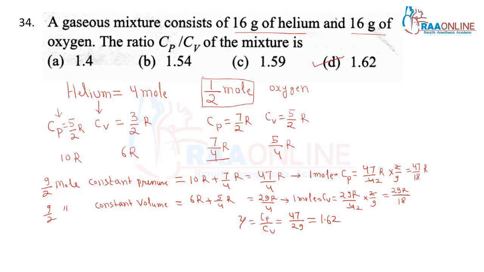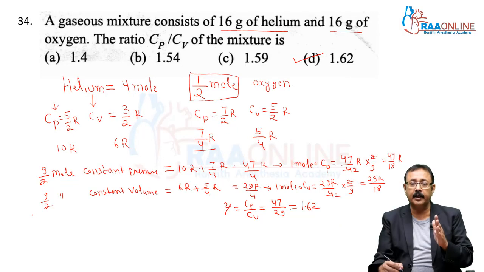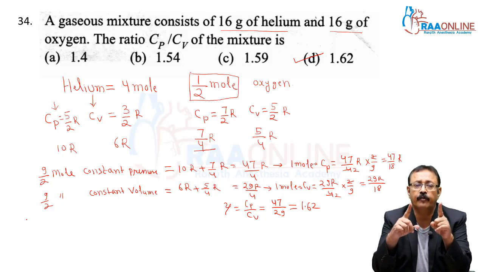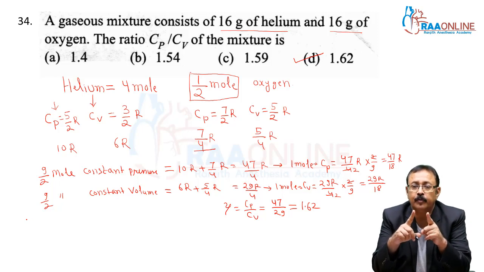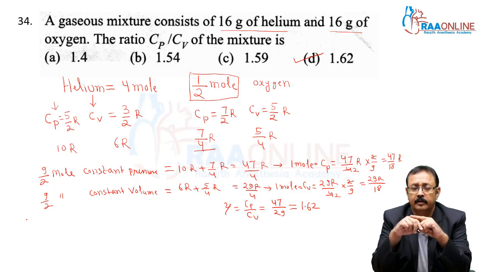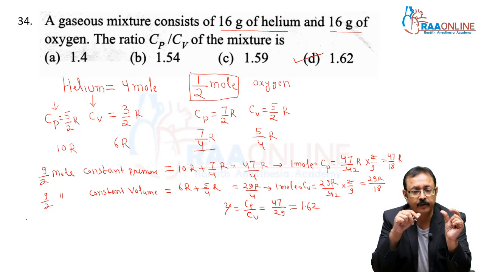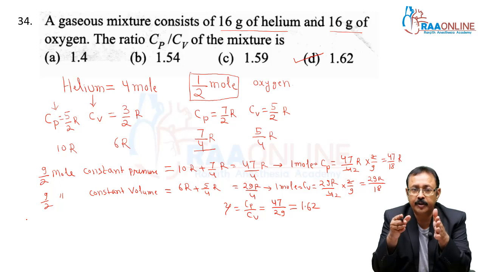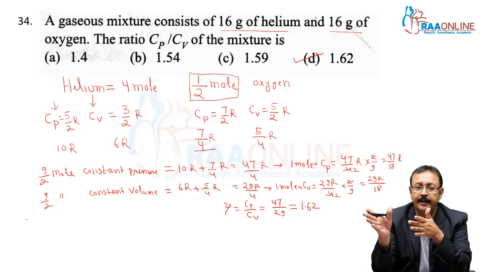This type of problem is very, very important. How to get gamma for a mixture? First calculate how many moles are present in your mixture. So we saw that there were 4 mole of helium and half mole of oxygen. So the total number of moles was 4 and a half, that is, 9/2 mole. In your mixture, 2 components were there. One was monoatomic, one was diatomic.